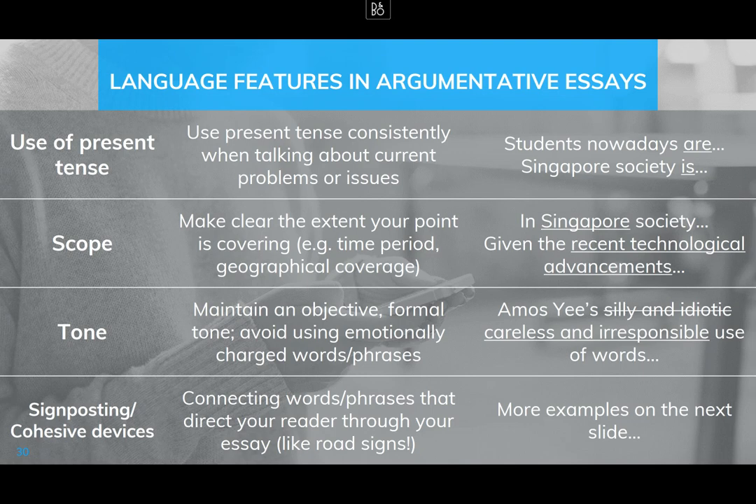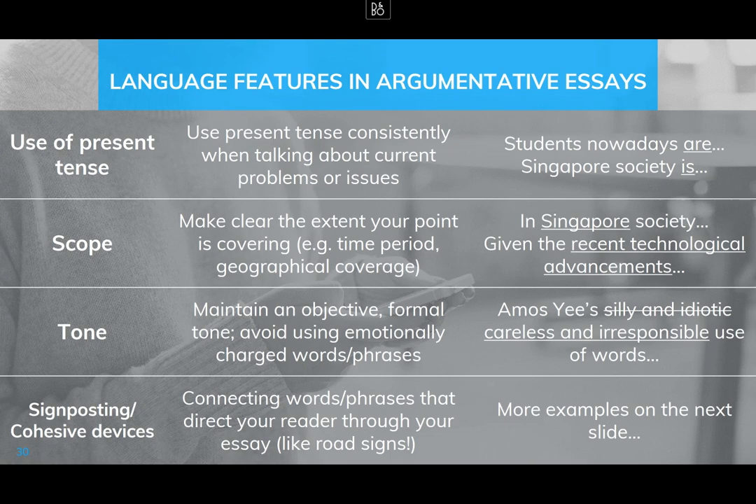Firstly, we have the use of present tense. When it comes to talking about current problems or issues, you should use present tense consistently unless you are talking about an event that happened in the past, or something that could happen in the future. So, if, for example, you are talking about space exploration today, or the advancement in science today, naturally you use present tense.